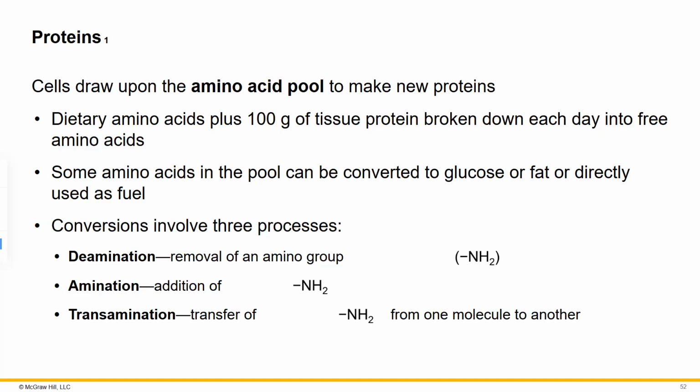If you remember the typical structure of an amino acid, it has an R group, a group that's very specific to making it the type of amino acid that it is. And then it has a COOH carboxyl group, and then it has an NH2 amine group. So deamination is just ripping off that NH2 amine group. Amination would be adding an NH2 group. And transamination would be transferring an NH2 from one molecule to another.